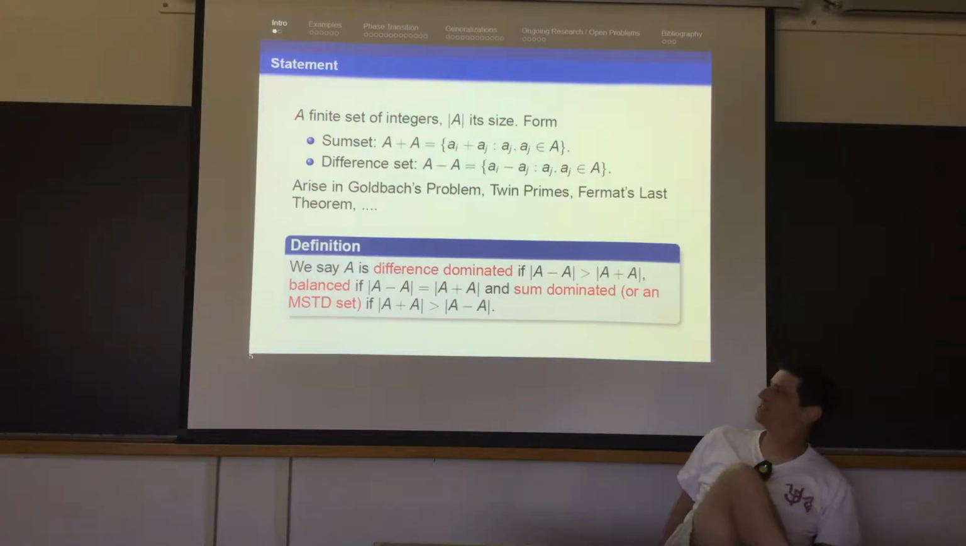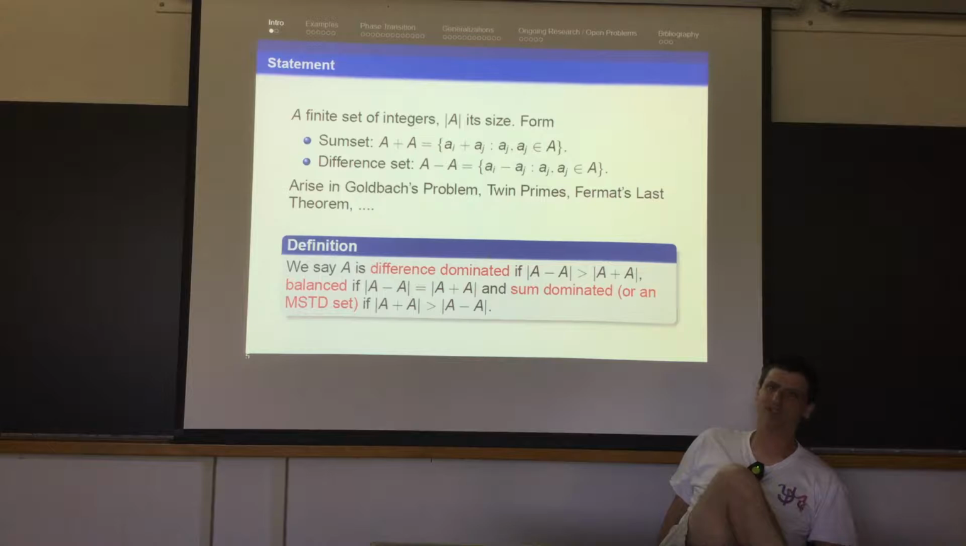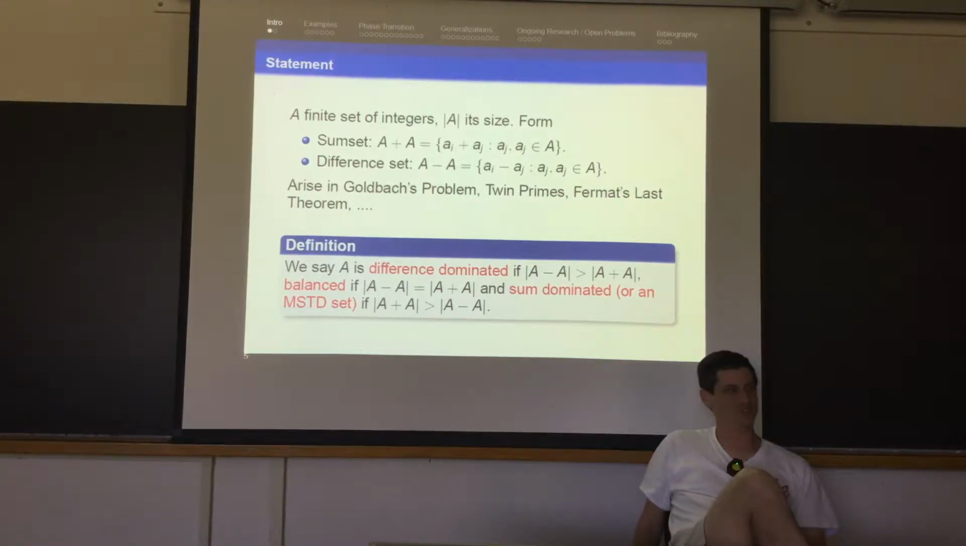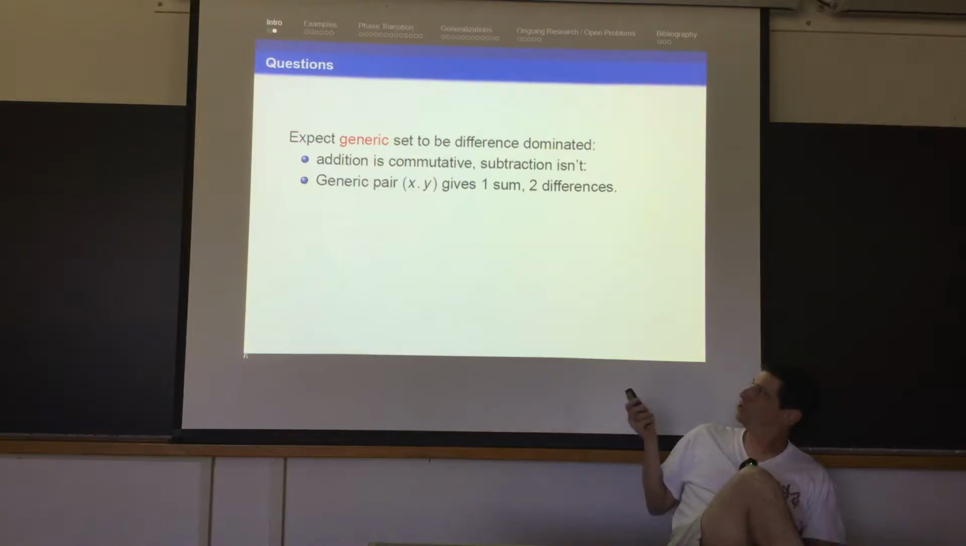All right, so a set is difference dominated, surprise, surprise, if there are more differences in A minus A than there are sums in A plus A. It's called sum dominant, or more sums than differences, if there are more sums, and if the two of them are the same, it's called balanced.